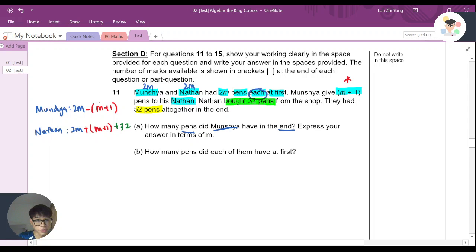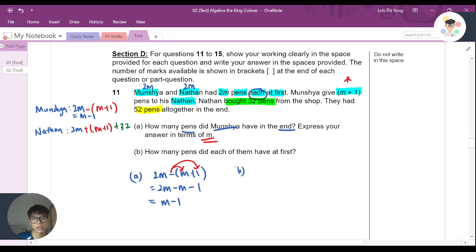So I know the concept is this one, right? It's basically 2m minus m plus 1. This is basically what Munsha has at the end. And again, the question mentions in terms of m. A lot of you put 4 pens, which I don't want. I want it in terms of m. So how does this work? Again, minus m, minus 1. So it should be 2m minus m minus 1. And the answer for this question should be m minus 1. Okay, so Munsha actually has m minus 1.